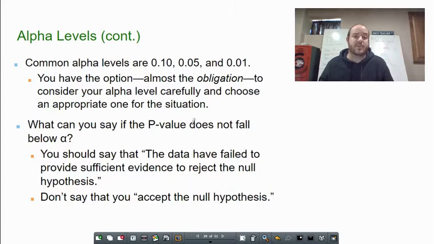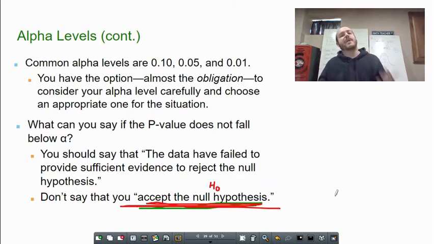Now, what can we say if the p-value does not fall below alpha? Well, I just mentioned one way of doing it, but you could, long-winded, say the data have failed to provide sufficient evidence to reject the null hypothesis. But remember, the key here is one thing. We never, ever, ever accept the H0. You never accept the H0. So we always either fail to reject it or we say there's not enough evidence to reject it. We fail to reject, we never accept the H0.